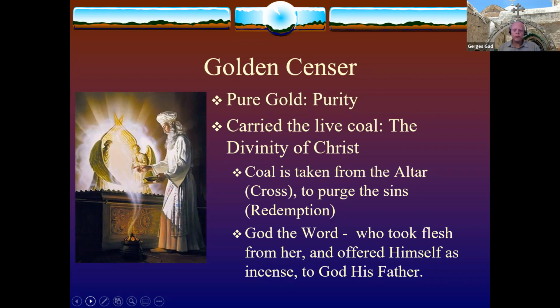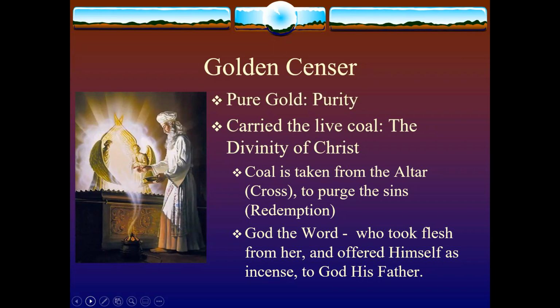God the Word, who took flesh from the Theotokos, from Saint Mary, offered himself as incense to God his Father, and he offered us salvation. So coal represents Christ, Gilgis? Yes, the coal represents Christ.